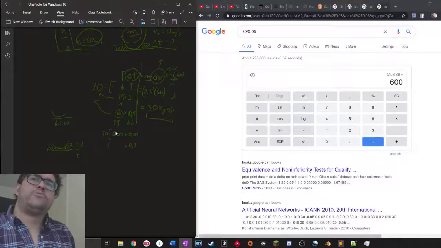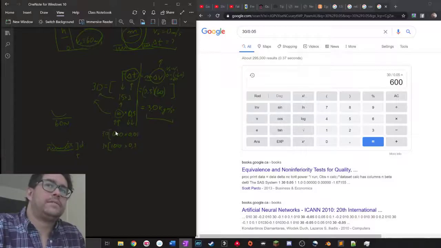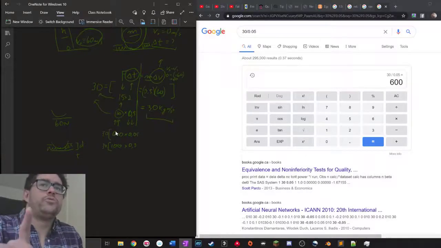So 0.3 times what is 30? 100. So 100 Newton will be a lot less. 100 Newton, yeah, will be a lot less than 600 Newton.